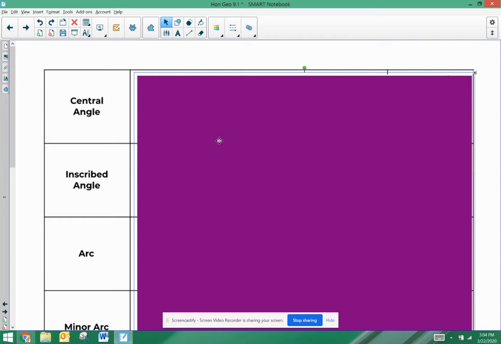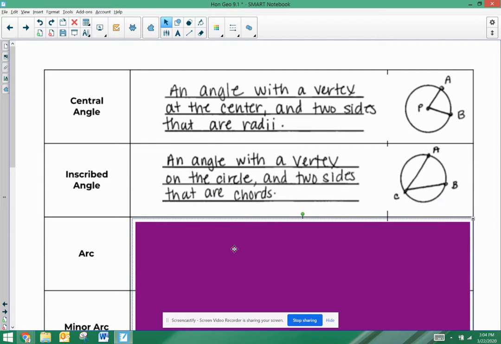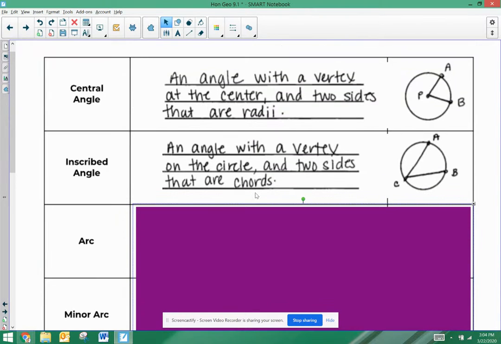A central angle. We'll go back and do more lessons on these specifically, but for now, it's important that you're able to identify them. A central angle is an angle with a vertex at the center and two sides that are radii. So it's just like a piece of pizza. An inscribed angle is an angle with a vertex on the circle and two sides that are chords. So this would be an appropriate cake slice. This would be an inappropriate cake slice.